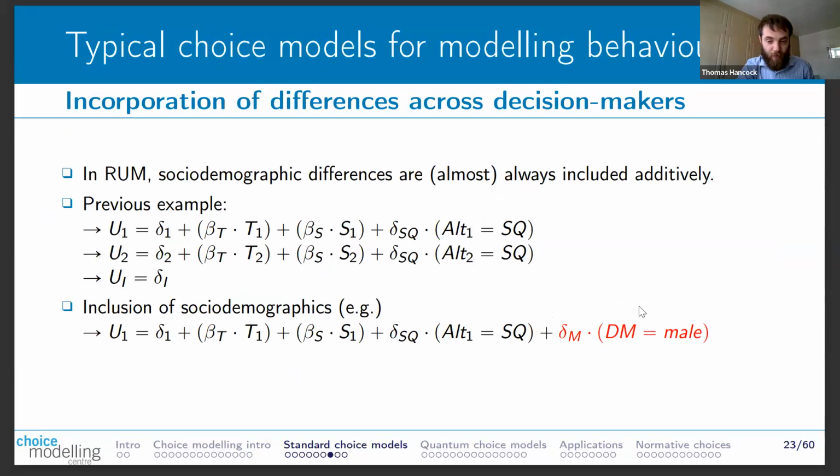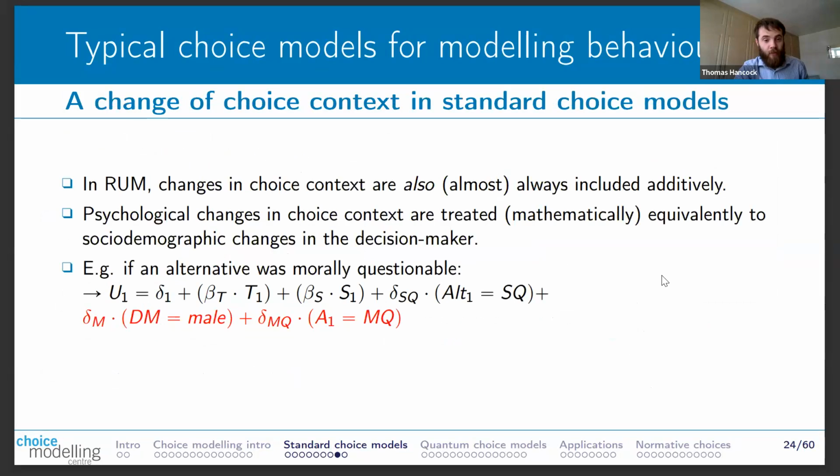And typically you might include gender, age, income, various other standard demographics, and that will likely impact decision making. Now, these differences are almost always included additively, but psychological changes in choice context are also treated equivalently. So for example, if that first alternative is morally questionable, the standard way of including that would be this parameter for morally questionable multiplied by if the alternative is morally questionable.